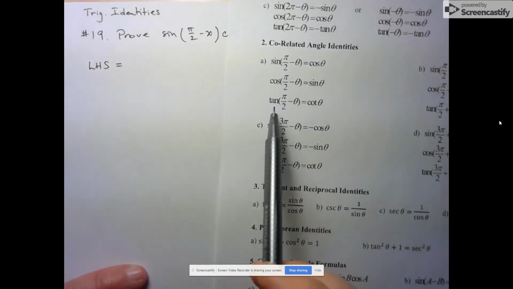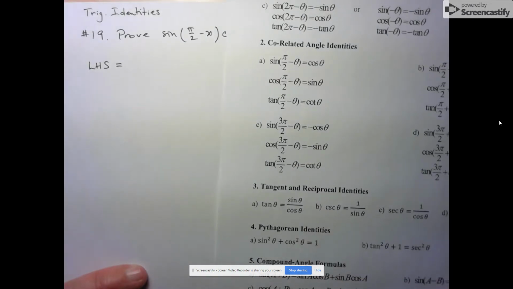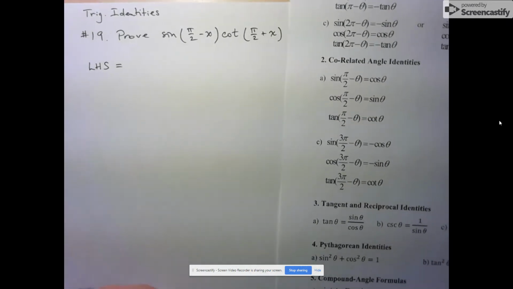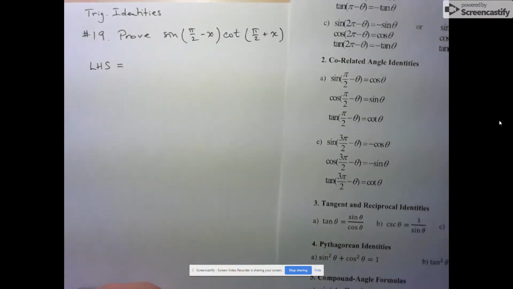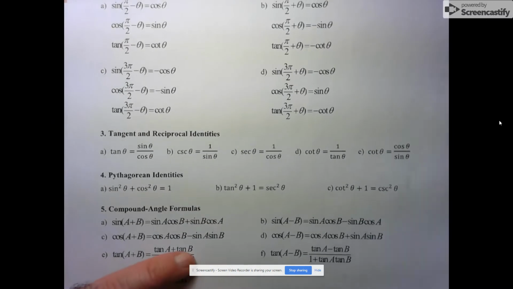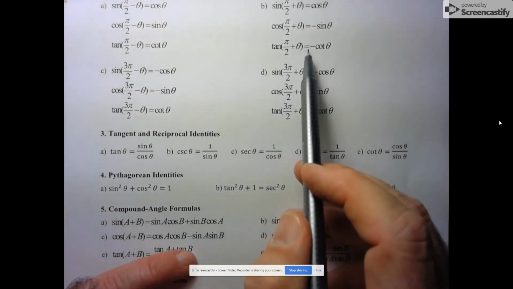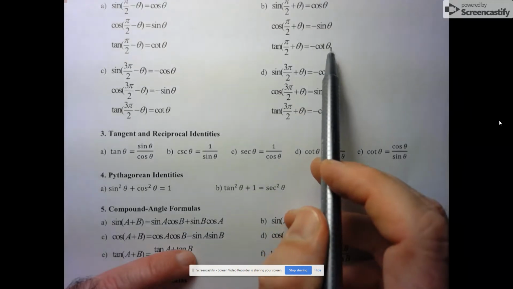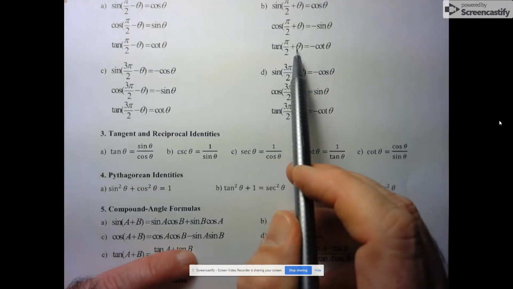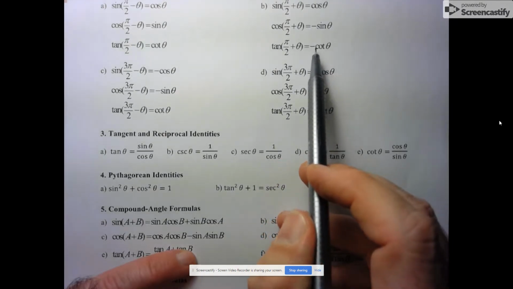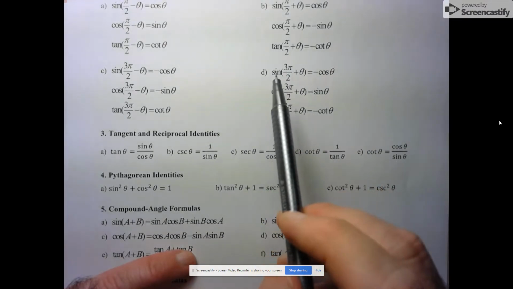Now remember, this sheet does not have all the possible identities, so it's got everything for sine, cosine, tangent, but not for cosecant, secant, cotangent, but it's the very similar identities. So here, if I'm looking at cotangent of pi over 2 plus x, I'm going to focus in on tangent of pi over 2 plus x. So tangent of pi over 2 plus x is going to be equal to negative cotangent of x, whereas if it's cotangent of pi over 2 plus x, that's just going to be equal to negative tangent.